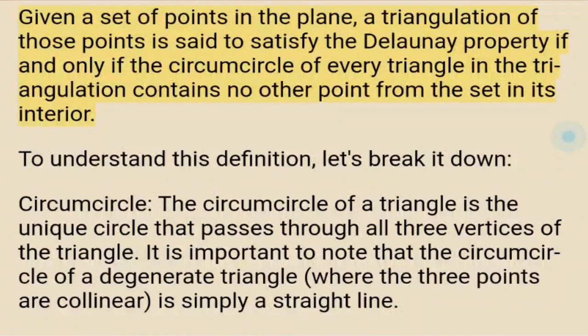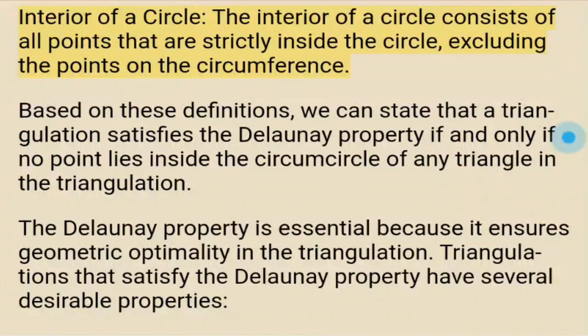Given a set of points in the plane, a triangulation of those points is said to satisfy the Delaunay property if and only if the circumcircle of every triangle in the triangulation contains no other point from the set in its interior. To understand this definition, let's break it down. Circumcircle. The circumcircle of a triangle is the unique circle that passes through all three vertices of the triangle. It is important to note that the circumcircle of a degenerate triangle, where the 3 points are collinear, is simply a straight line. Interior of a circle. The interior of a circle consists of all points that are strictly inside the circle, excluding the points on the circumference. Based on these definitions, we can state that a triangulation satisfies the Delaunay property if and only if no point lies inside the circumcircle of any triangle in the triangulation.